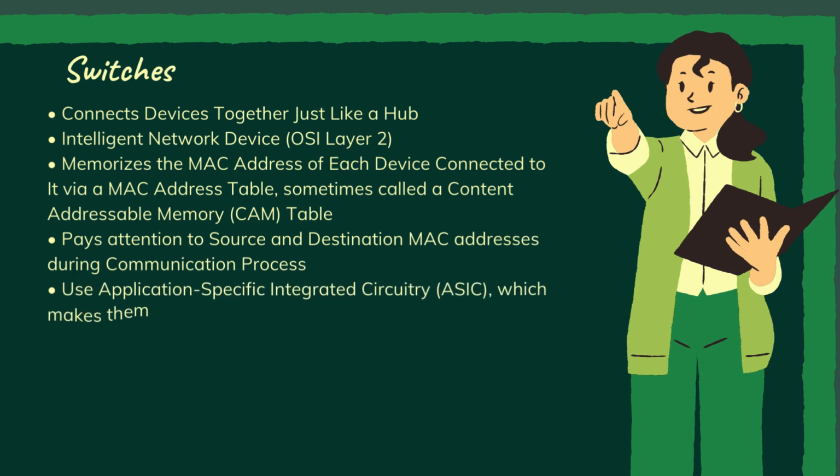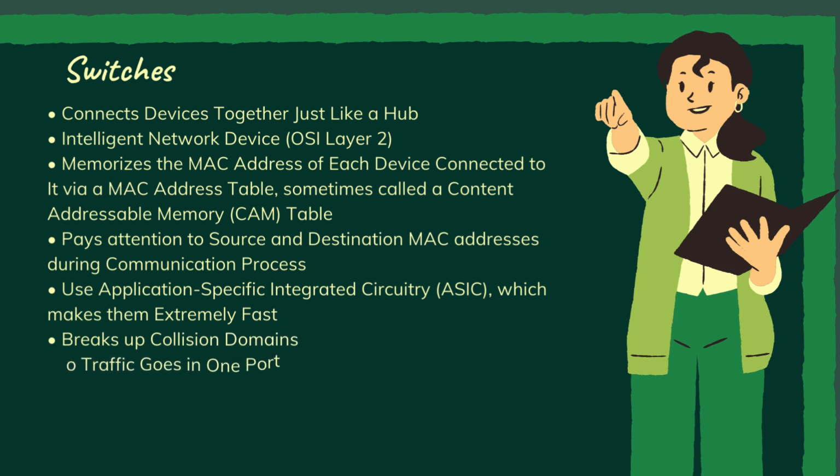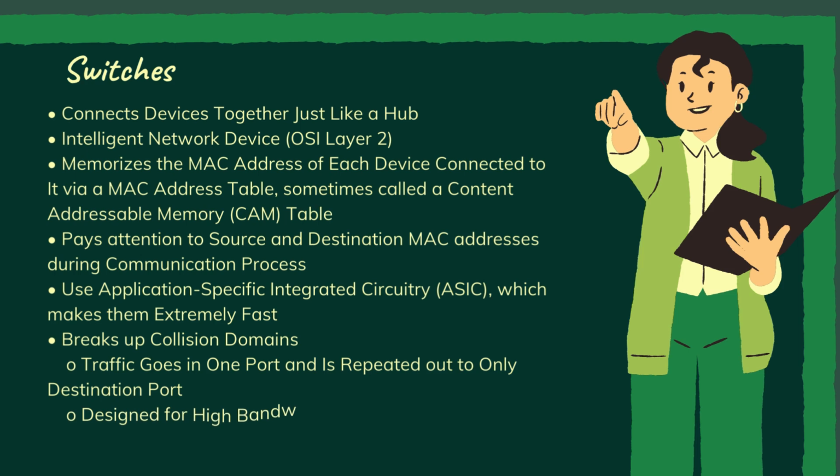Use application-specific integrated circuitry, ASIC, which makes them extremely fast. Breaks up collision domains. Traffic goes in one port and is repeated out to only the destination port. Designed for high bandwidth. Standard in today's network infrastructure.